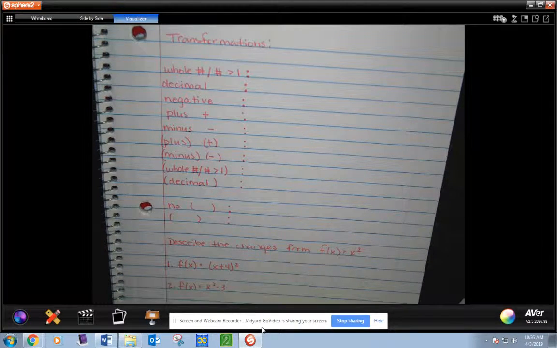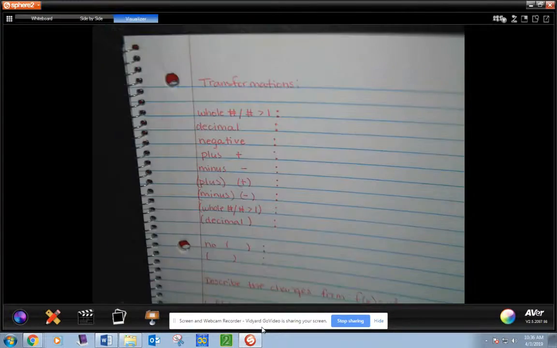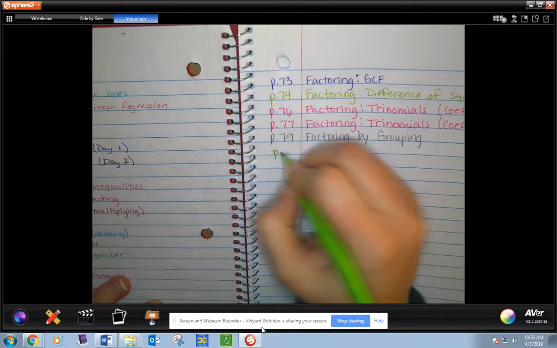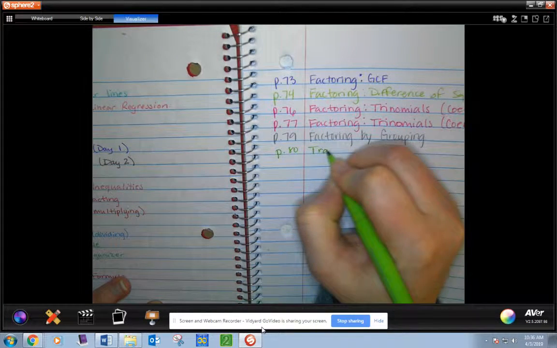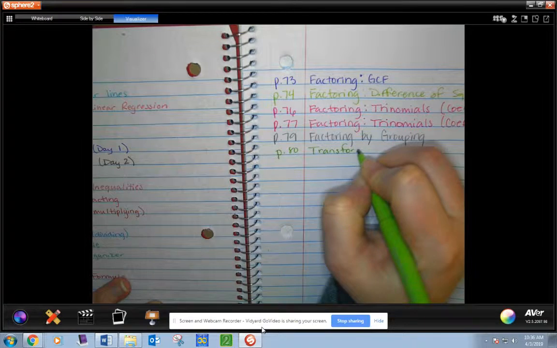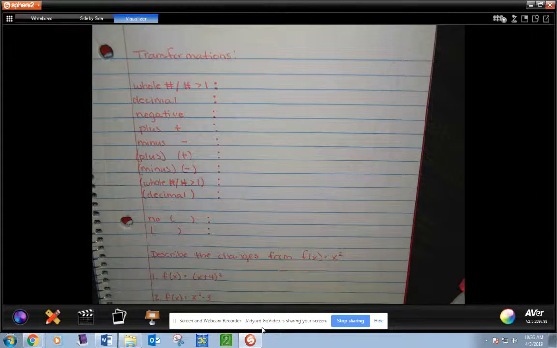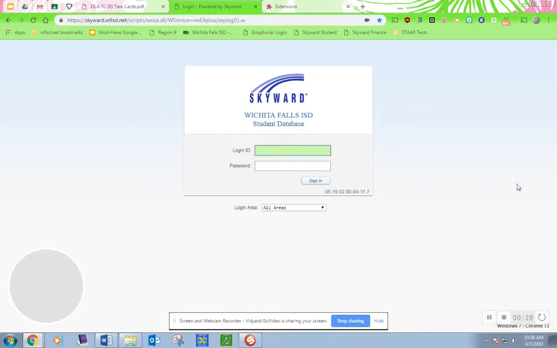Okay, guys, sorry, I forgot my table of contents. In the table of contents, I am on page 80, and we are doing transformations. So this is kind of like a recap of everything we've done this week. For your notes, if you want to go ahead and pause and write that part for me, you can. And then after you pause and write that, I will get started.